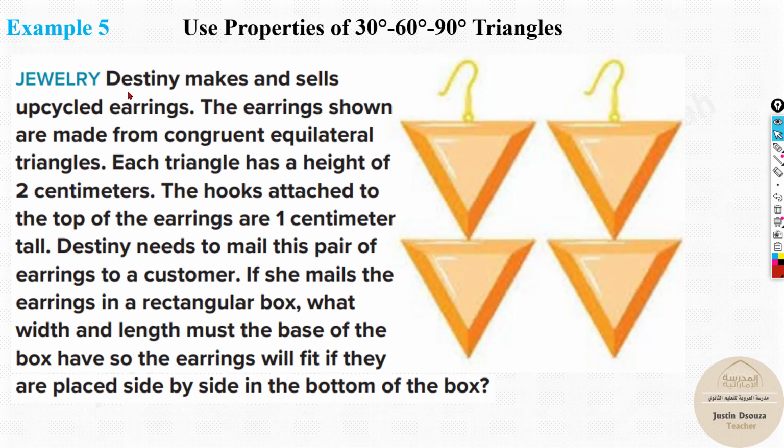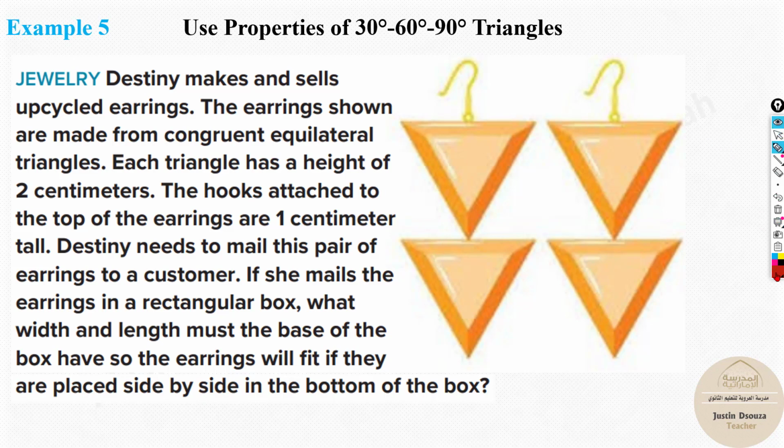Now, this is about jewelry. Destiny makes and sells upcycled earrings. The earrings shown are made from congruent equilateral triangles. Each triangle has a height of 2 centimeters. Now, look carefully. These are all equilateral.